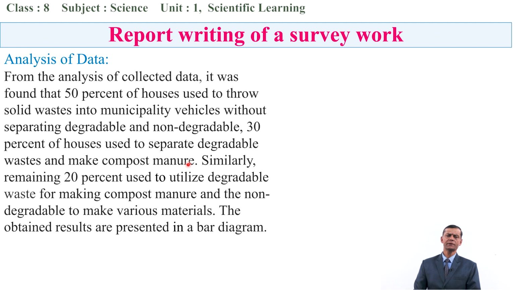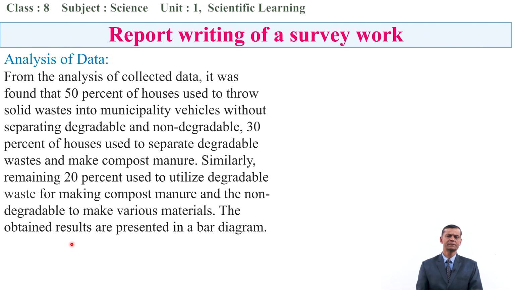Similarly, the remaining 20% used to utilize degradable waste for making compost manure and the non-degradable waste to make various materials. Non-degradable waste, like plastic and metal, can be reused, plastic can be reused to make flower pots and so many decorative items, isn't it? Some places you must have seen that.